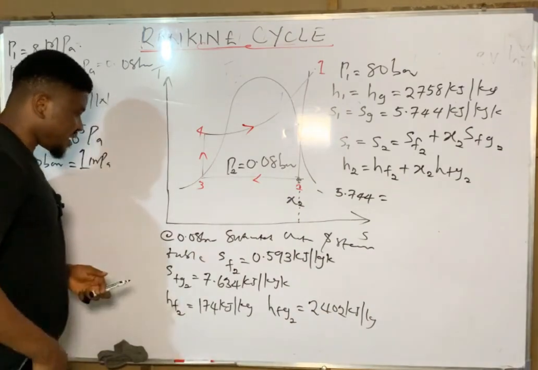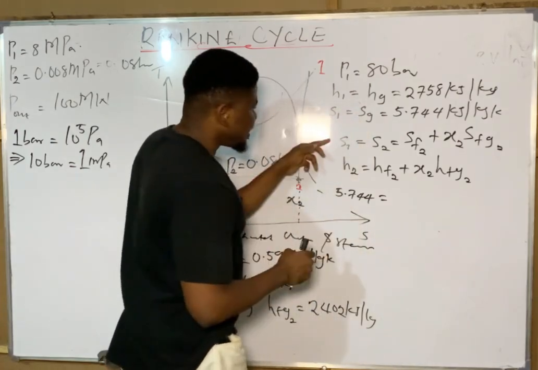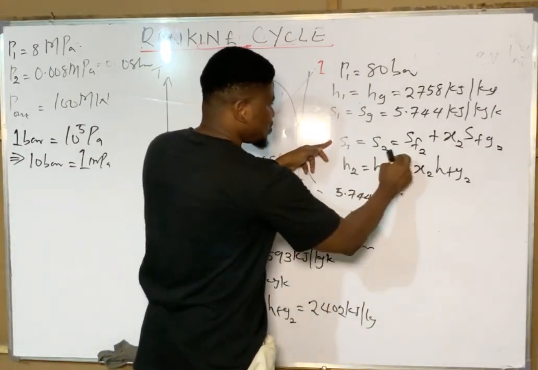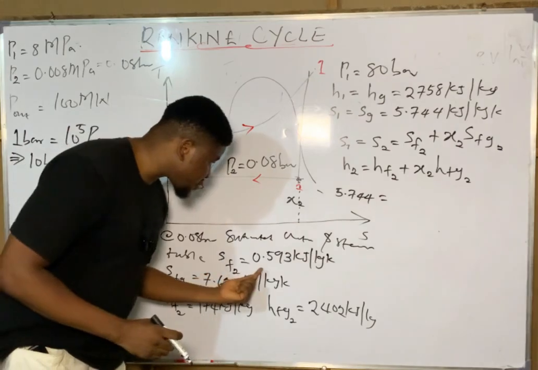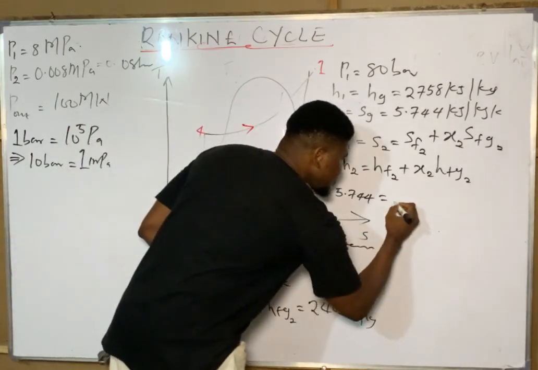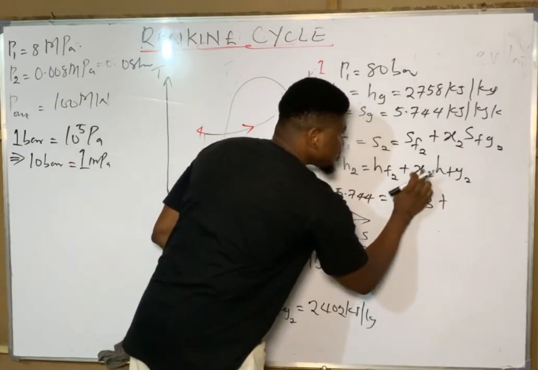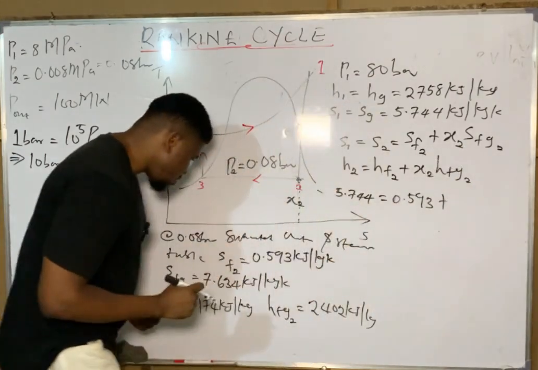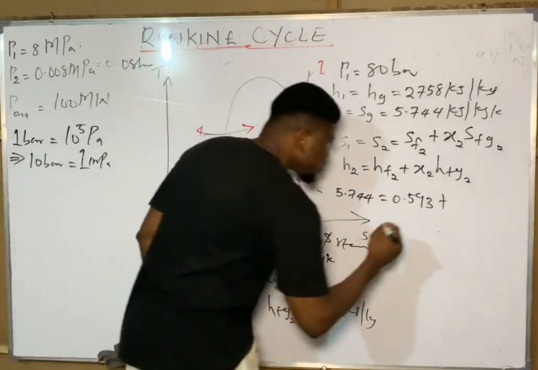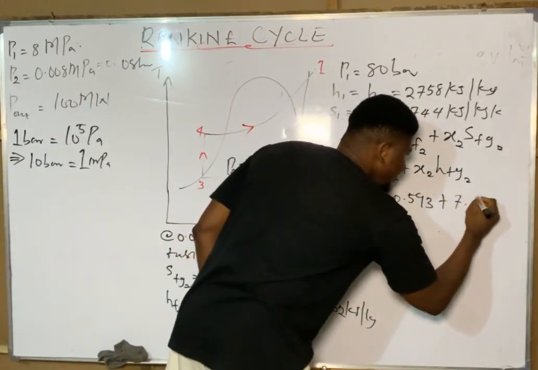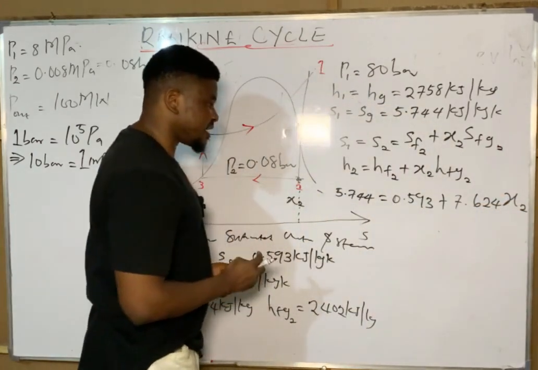Now that we have these parameters, let's plug back into this equation. Enthalpy at state 1 is equal to x2, which is equal to this. Now SF2, we have the value of SF2 here to be 0.593. So this is equal to 0.593 plus x2 multiplied by SFG2. Our SFG2 gave us 7.624. Okay, so we'll have plus 7.624x2. With this, we can now find the dryness fraction.